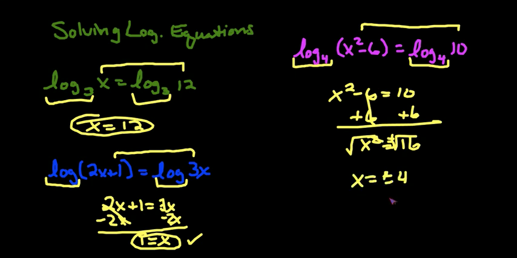So again, let's check to see if this makes sense. If I put 4 here, 4 squared is 16. 16 minus 6 is 10. So I get log base 4 of 10 equals log base 4 of 10. If we put negative 4 in, negative 4 times negative 4 is 16. 16 minus 6 is 10. So again, we end up with log base 4 of 10 equals log base 4 of 10. So there's our two solutions for this problem.